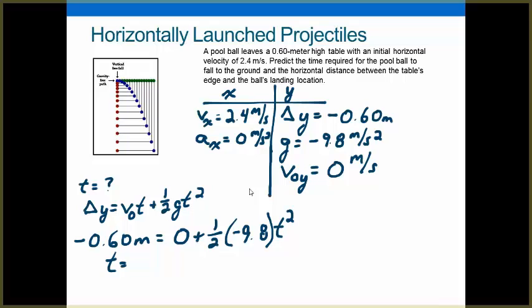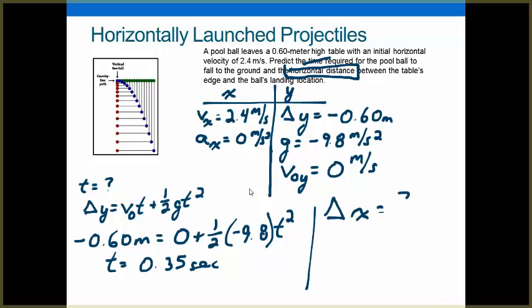Hit pause, type this in the calculator, and make sure you're going to get the exact same answer that I do. When I work this problem out, I get 0.35 seconds. Now remember, what's so special about this time is that it's the same amount of time that we're being launched outward as well. So we figured out the time required for the pool ball to fall to the ground. Now I need to figure out the horizontal distance. So the next thing I need to find is delta x. That's my new unknown.